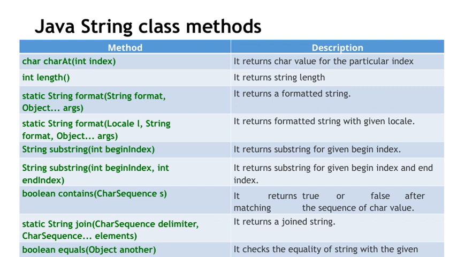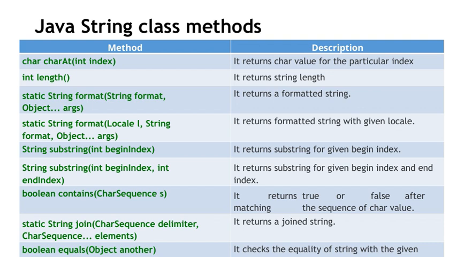The substring methods help us extract parts of a string. The first version takes a begin index and returns the substring from that point to the end. The second version allows us to specify both begin and end indices, giving us more control over the exact portion we want. The contains method is handy for checking if a string includes a certain sequence of characters.